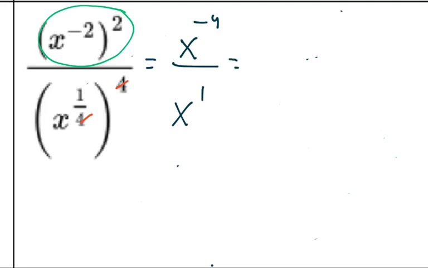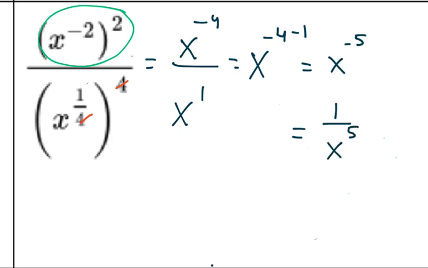And now we're going to use quotient rule and subtract exponents. -4 minus 1, so we have x to the power of -5. However, we don't like negative exponents in the answer, therefore we have to switch it to the fraction 1 over x to the power of 5.